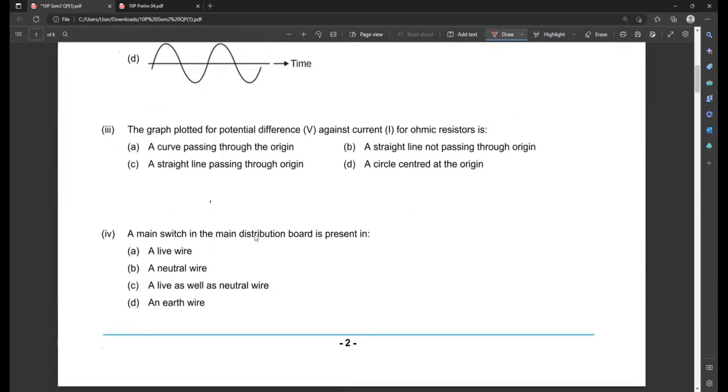A graph plotted of V versus I for the ohmic resistor is: a curve passing through the origin, a straight line not passing through the origin, or a straight line passing through the origin. So this is the correct option. This is V, this is I, it will be a straight line.